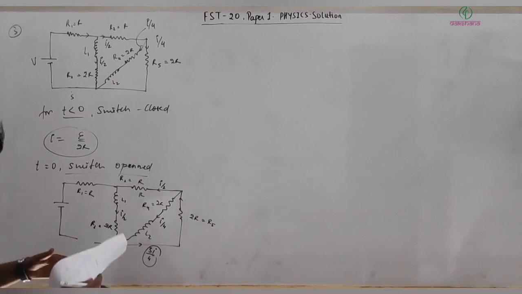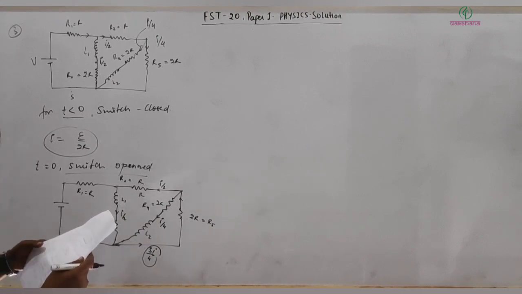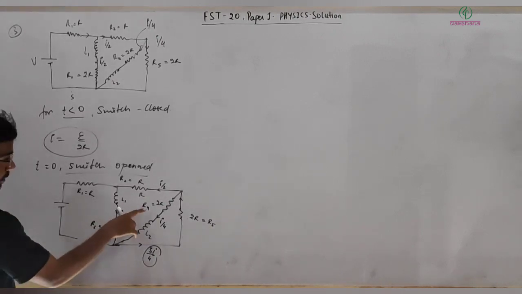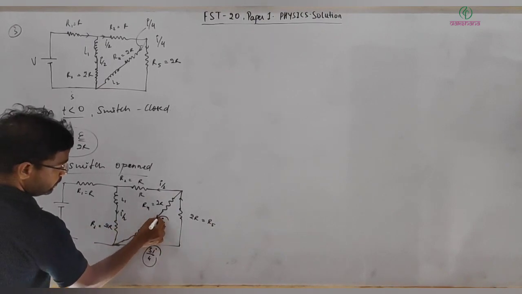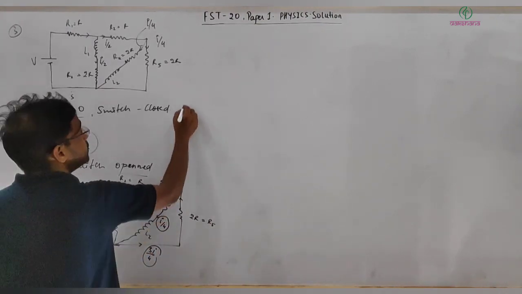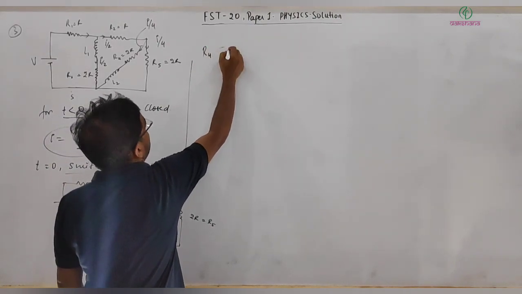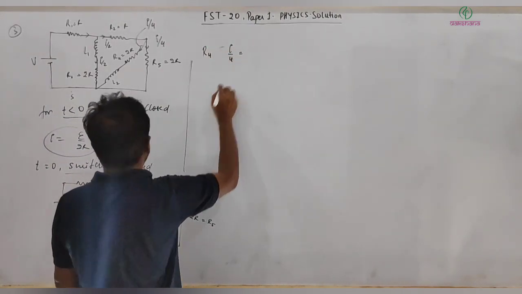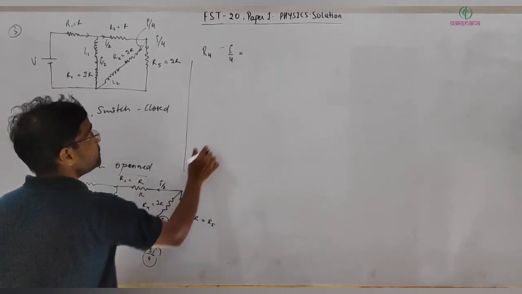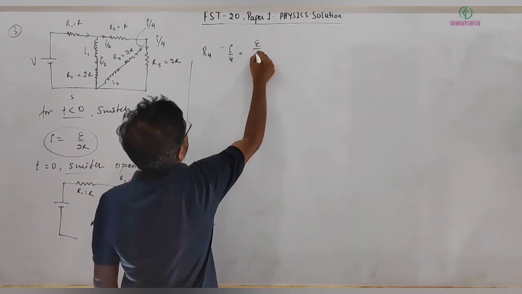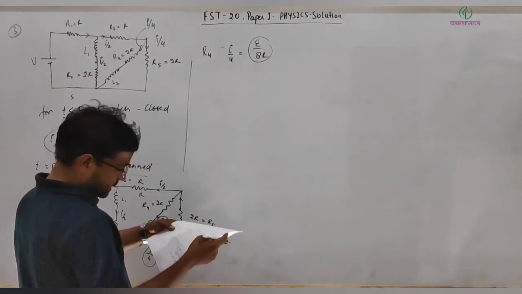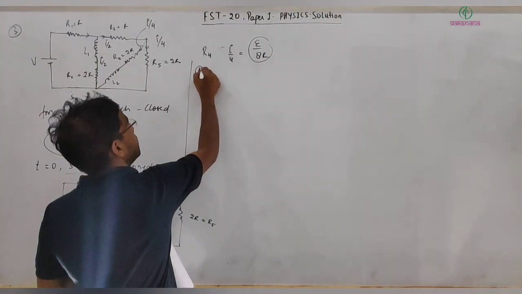So the first option is saying current through R4. So current through R4 is this, and its current is equal to I by 4, and that I is equal to E by 2R, so it will be equal to E by 8R. Is the option matching? It's definitely not. So A is not matching.